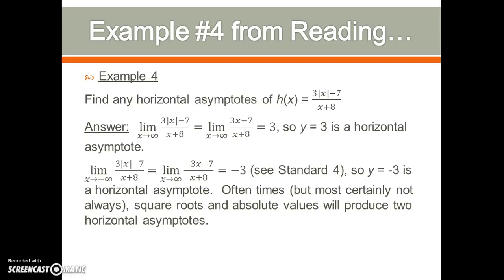Checking the other side. The limit as x goes to negative infinity of (3 times the absolute value of x minus 7) over the quantity (x plus 8). As we go to negative infinity, the absolute value of x becomes negative x, which is why we get a negative 3x right here. So we have the limit as x goes to negative infinity of (negative 3x minus 7) over (x plus 8), which will be negative 3. So y equals negative 3 is a horizontal asymptote. Oftentimes, but certainly not always, square roots and absolute values will produce 2 horizontal asymptotes.